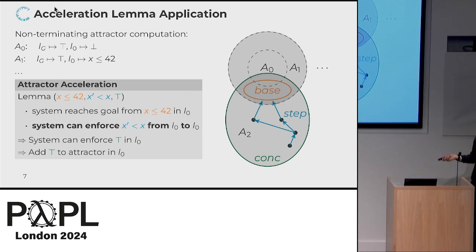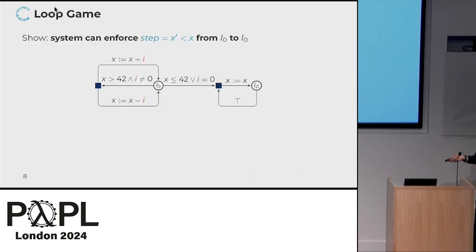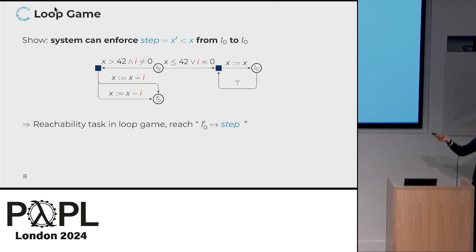Okay, so now I claimed that this is actually the case, right? I've explained on a high level why the system can always decrement, but how do we check this systematically? So here again we have our game, and the idea is simple. We use a concept we call the so-called loop game. So this is basically the same game, but we split this L0 location into a source location and a target location.